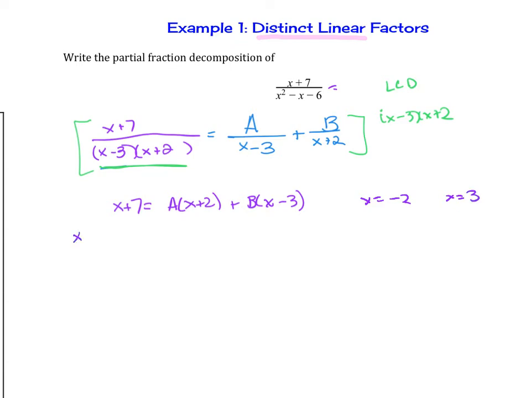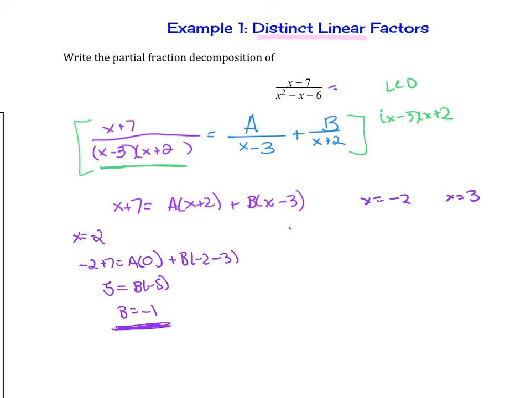So let's do that. x equals negative 2, so we're going to plug it in. So negative 2 plus 7 equals a times negative 2 plus 2, which is 0, plus b times negative 2 minus 3. So now this simplifies to 5 equals b times negative 5, or b equals negative 1. So we have one of our terms here.